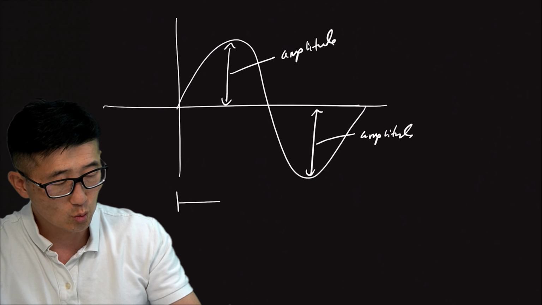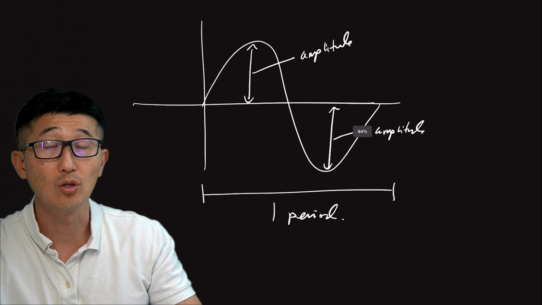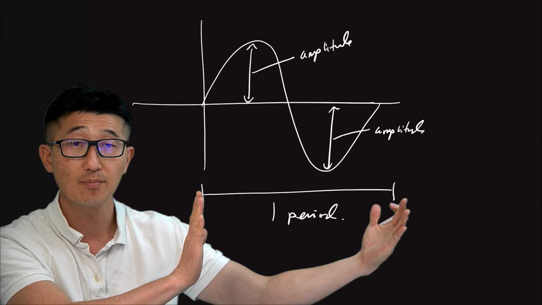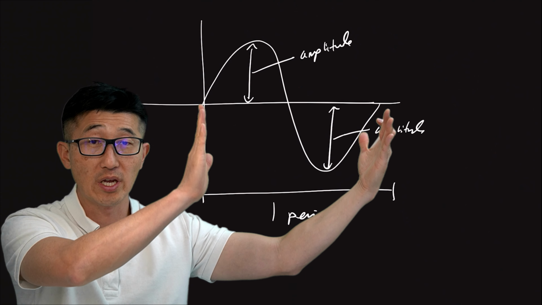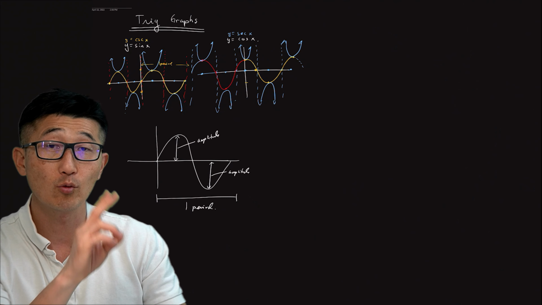One period is one length of a whole graph. Well, we call it one cycle. Basically like a ruler length of how long one wave is. Okay. All right.